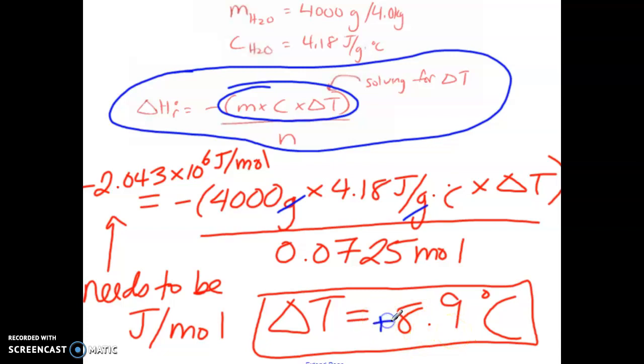And of course, that is a positive, which makes sense because this is an exothermic reaction, right? We have a negative delta H. That means our Q should be positive. Our delta T should be positive.